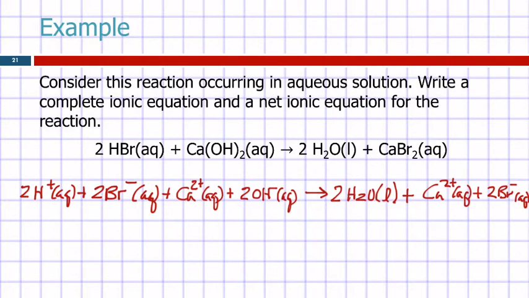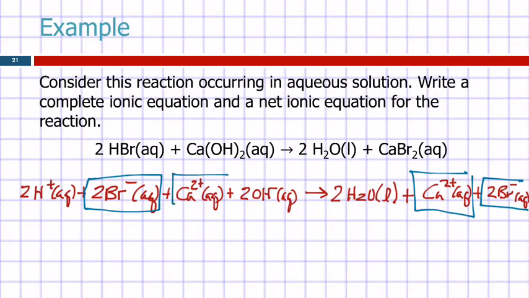It also wants a net ionic equation. We need to identify the spectators. What ions are the same on each side? Bromide. Here we have 2 Br minus, and over here we have 2 Br minus. Those are spectators. Just hanging around, watching the action, not actually participating. What else? Calcium. Here we have calcium plus, and we started out with calcium plus. Nothing really happened with calcium.